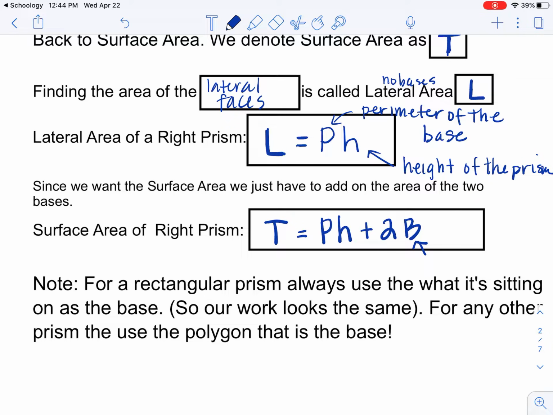Okay, now just so you know, this capital letter B stands for area of the base. So P is perimeter, capital letter B is area of the base. P is perimeter of the base, B is area of the base.